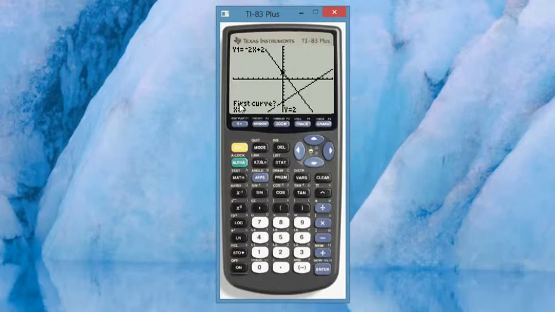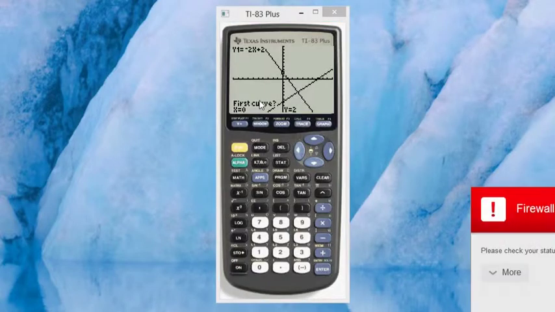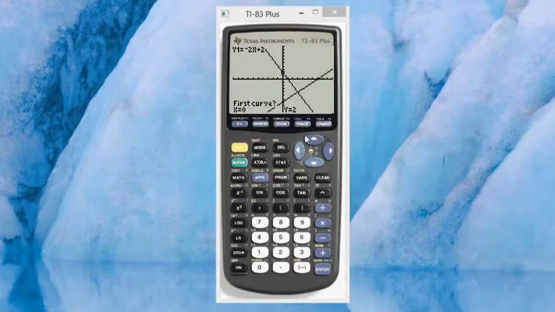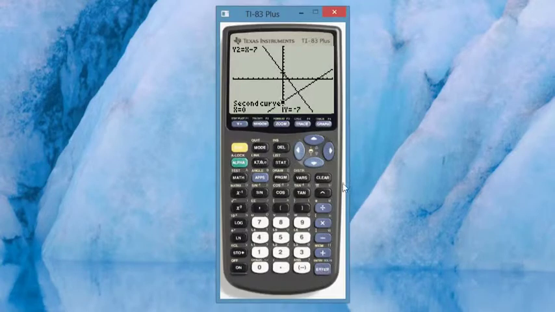And then the calculator asks you a series of questions. The first of which is first curve, meaning what is the first line involved in the intersection? Okay, well, that would be this one. And the cursor is on that line, so we press enter. Good. The second curve, well, that's this line. So press enter again.